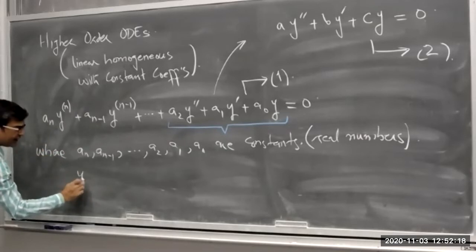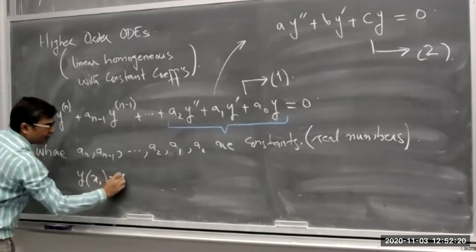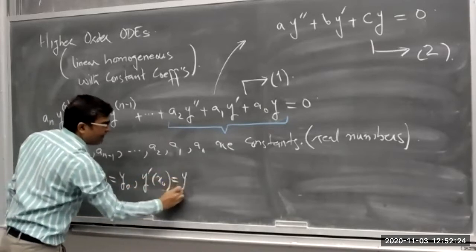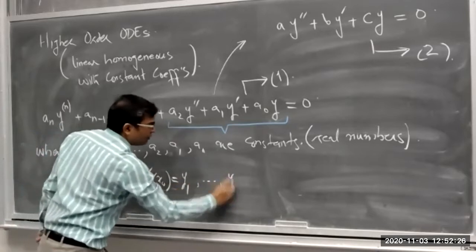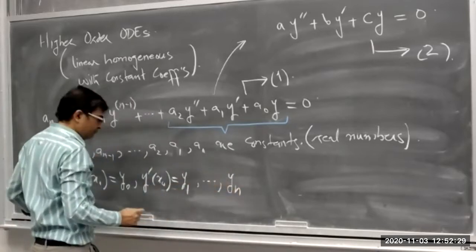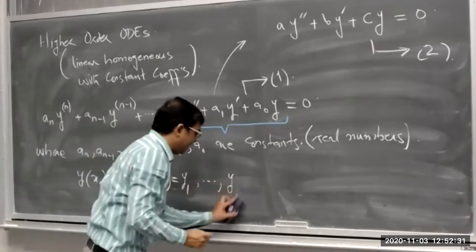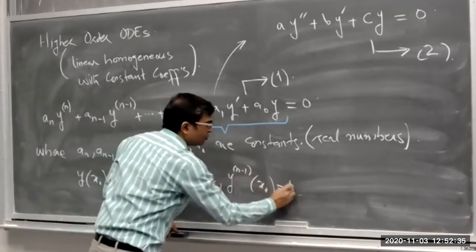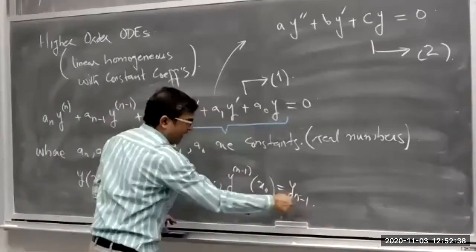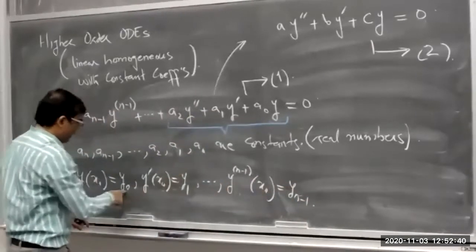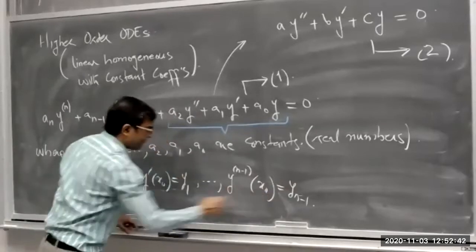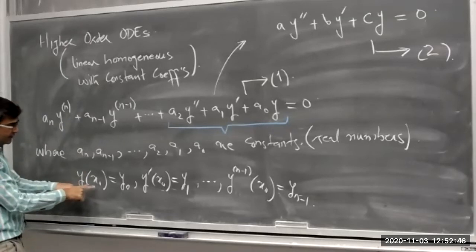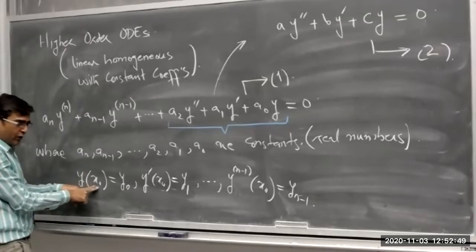What should the initial conditions be? y at x naught is y naught, y dash at x naught is y1, and so on, the (n minus 1)th derivative of y at x naught is y n minus 1, where y n minus 1, y1, y naught are constants. And this is the solution of that differential equation, and it's the value of the solution at the starting point.